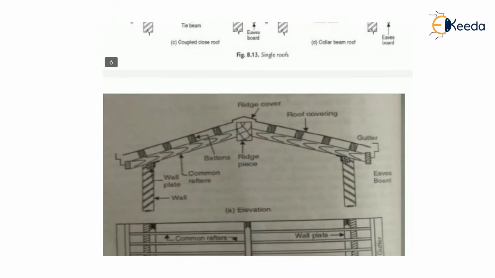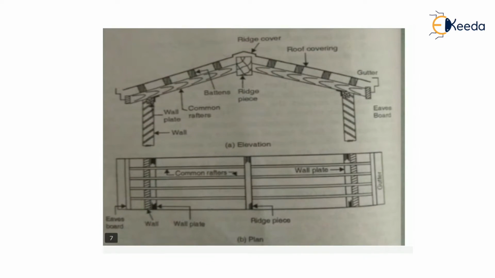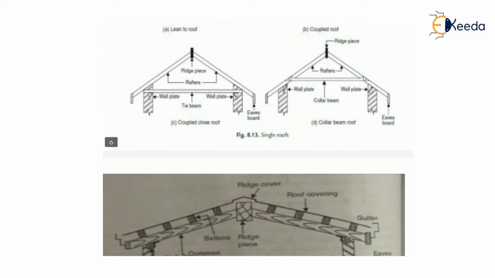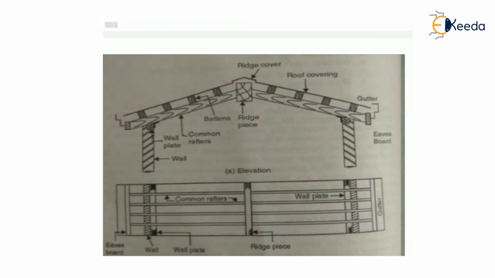Okay, this is the plan and section elevation of a coupled roof. This is like a coupled roof, and in this picture you can clearly see the battens and common rafters. You can see the label common rafter, those are called coupled.